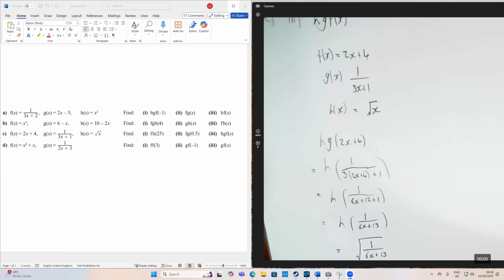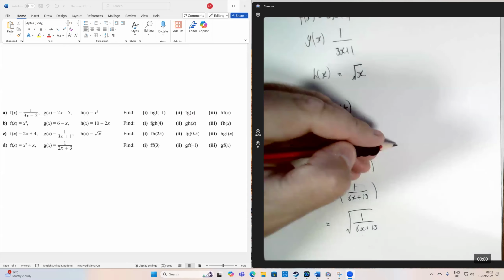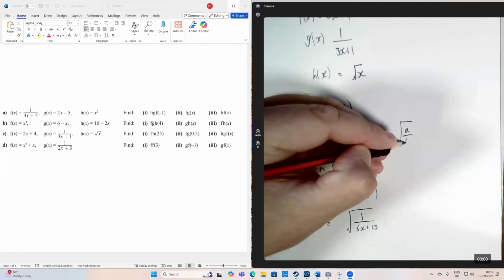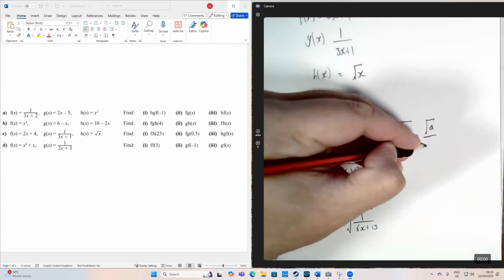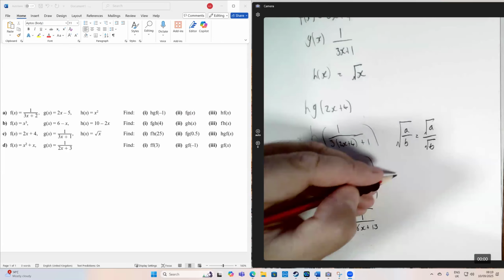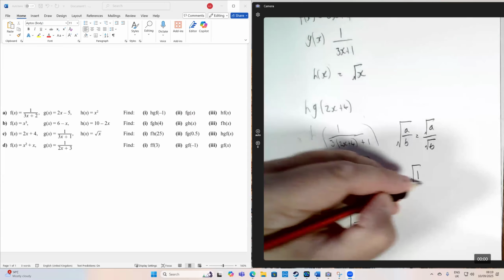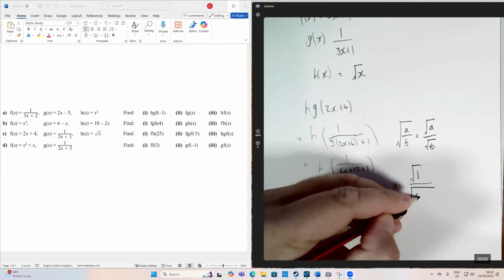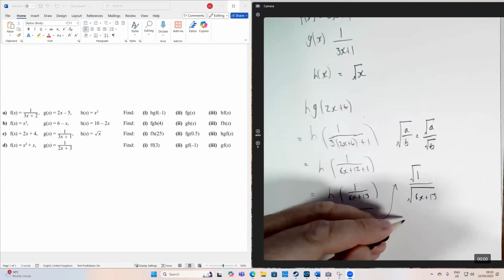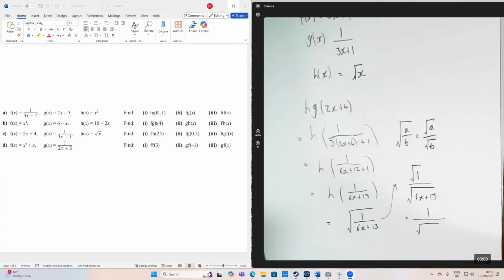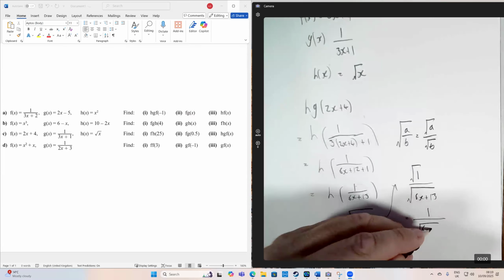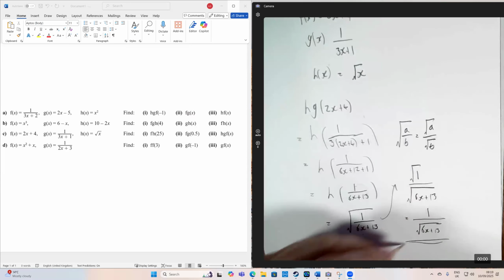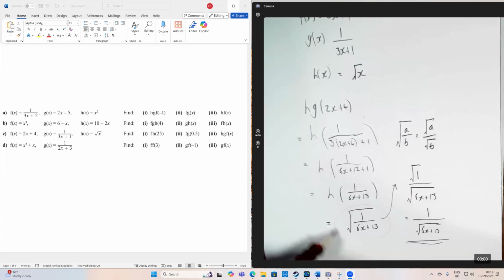We could leave the answer like that, or we could use the laws of surds. If we remember from the laws of surds, root of a over b is the same as root a over root b. So we could write this as the square root of 1 over the square root of 6x add 13, which in turn could be thought of as 1 over the square root of 6x add 13, because the square root of 1 is 1. I think both this version and this version would be acceptable. You'd only need to do that if it was a show-that kind of question where you were aiming at proving something.